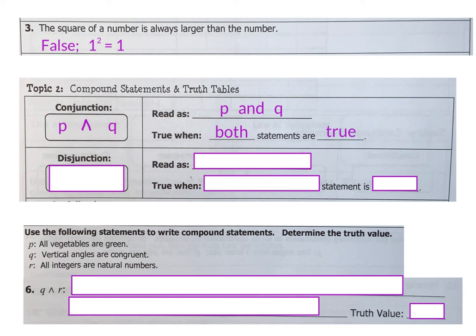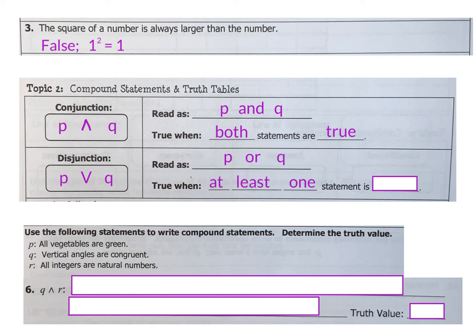All right, disjunction then is the notation like this. Looks like a V. This is or. It is true when at least one statement is true. All right, so you can have 1 true or 1 false. If it is an or, then the whole entire statement is true.